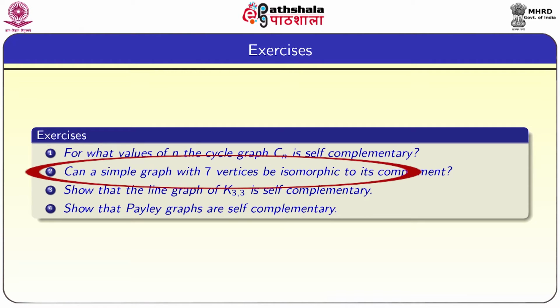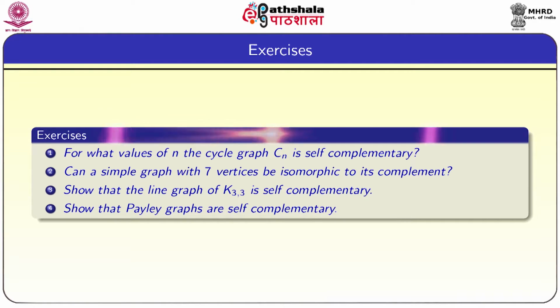Now, the next question is, can a graph with 7 vertices be isomorphic to its complement? Clearly this result is trivial to show because of the previous result. Being isomorphic to its complement means it is self-complementary and has 7 vertices. 7 vertices means the number of vertices is of the form 4k plus 3. So, clearly it is not self-complementary. So, the proof is already done.